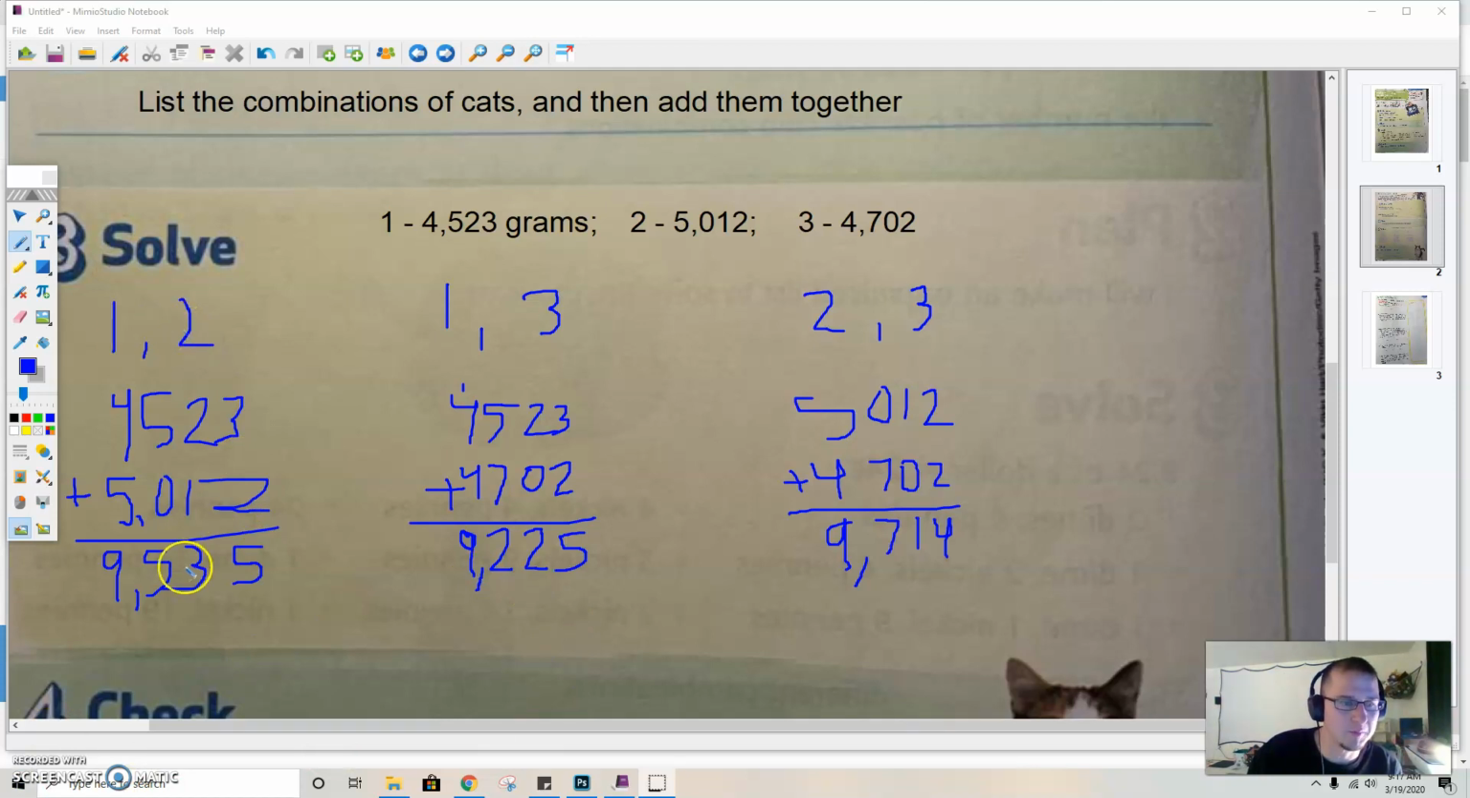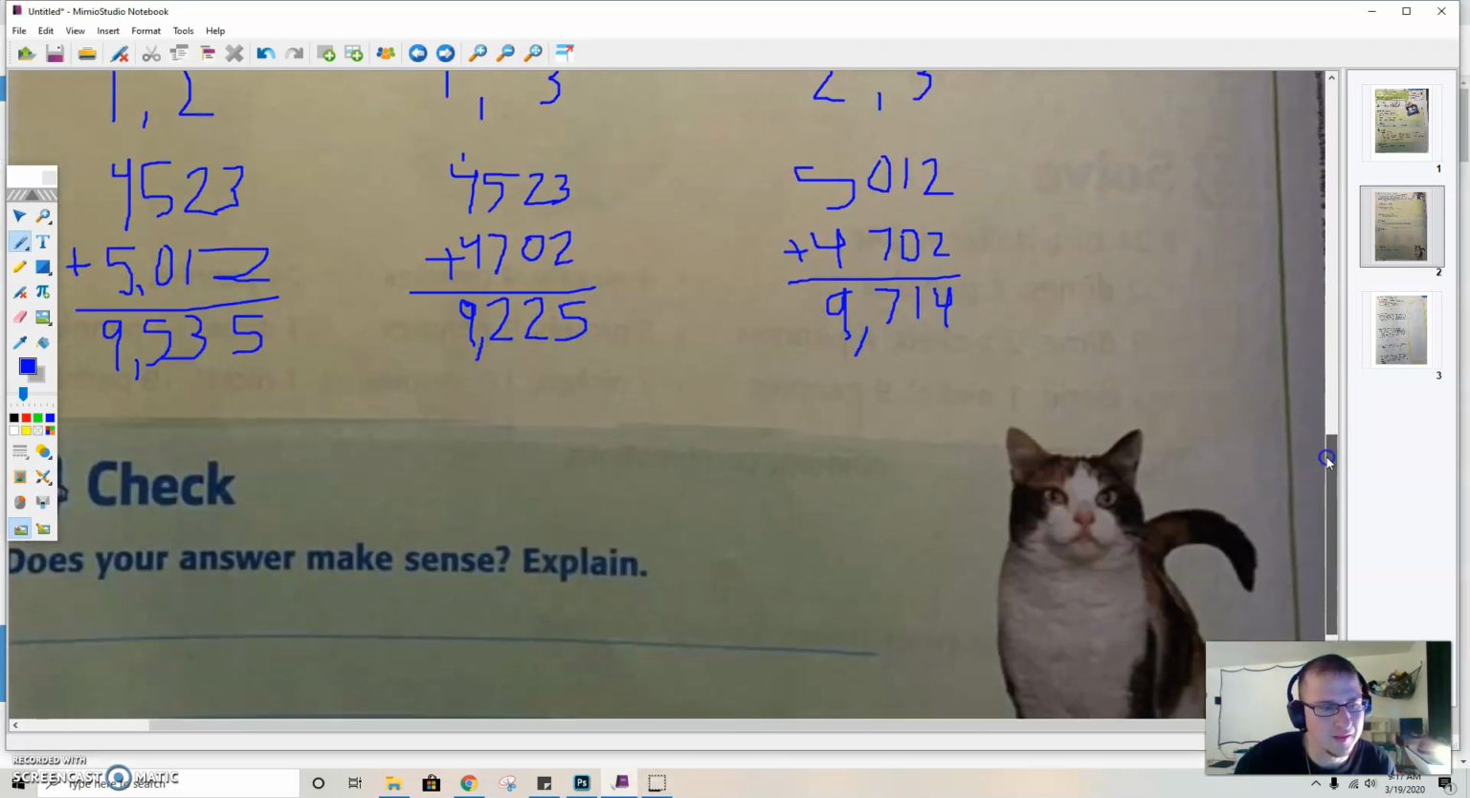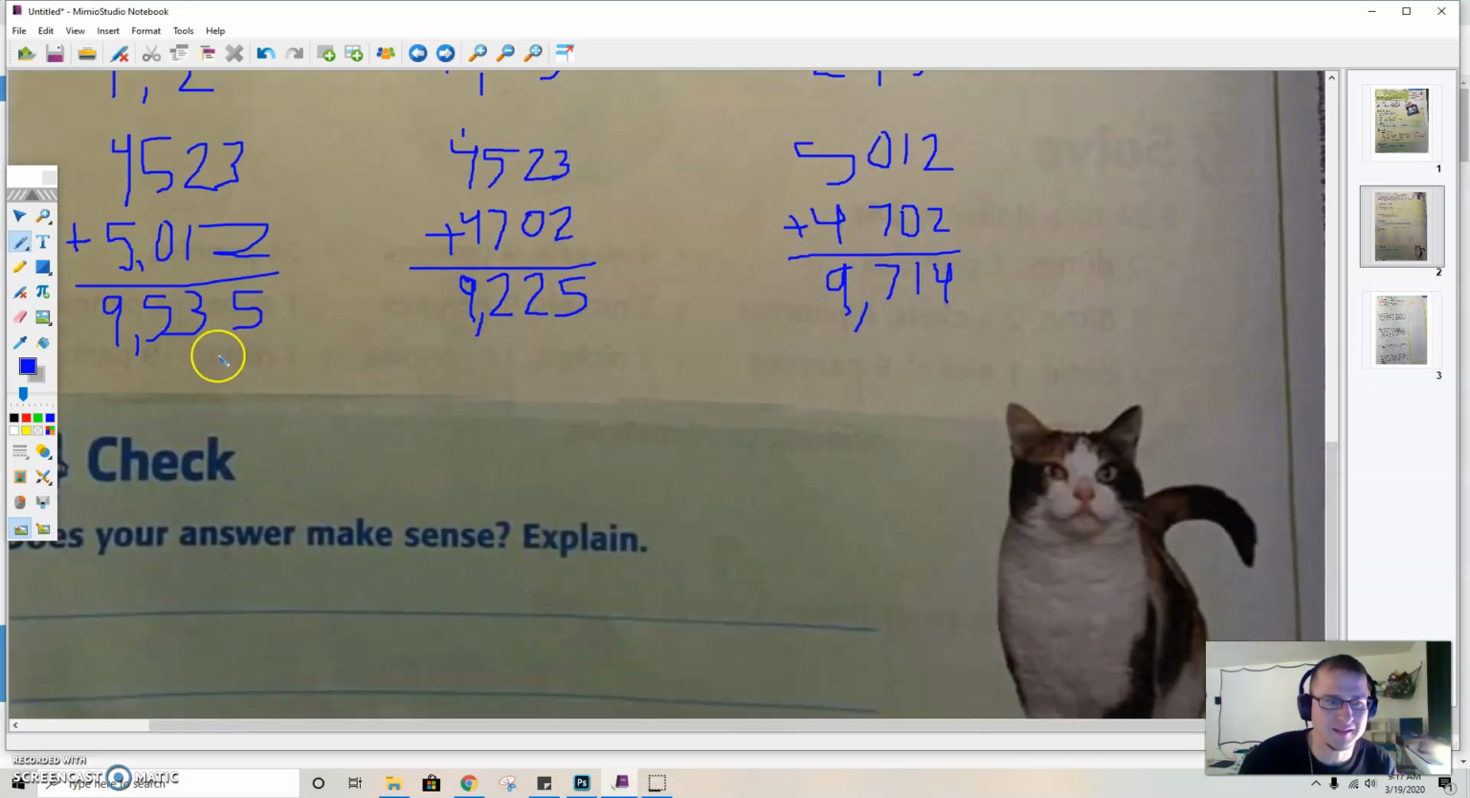So we've got cats number 1 and 2 were 9,535, cats number 1 and 3 were 9,225, and cats 2 and 3 were 9,714. All of those estimate to about 4,000 or 5,000. So when this asks us, do our answers make sense? They're all in that 9,000 range, which is about what 4,000 and 5,000 would be if we estimate.